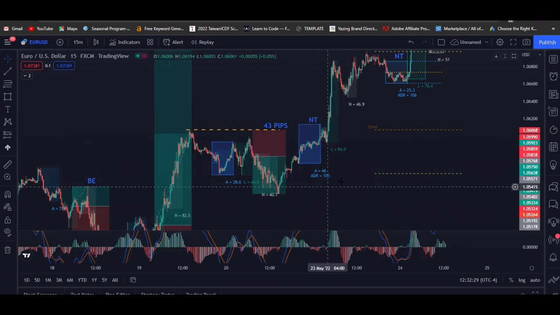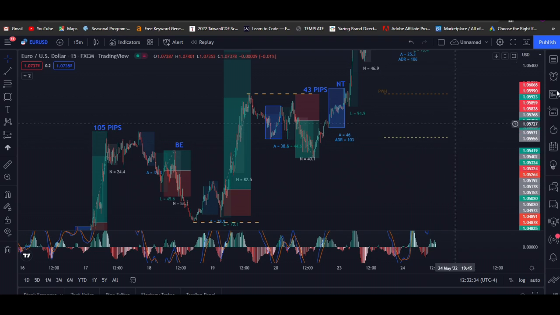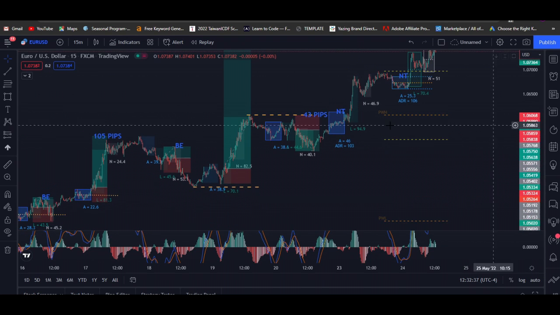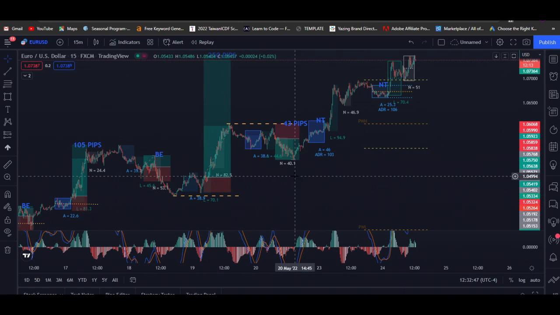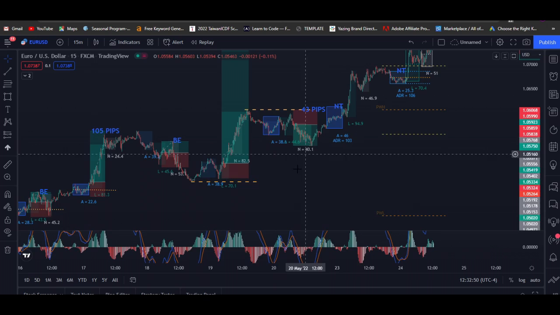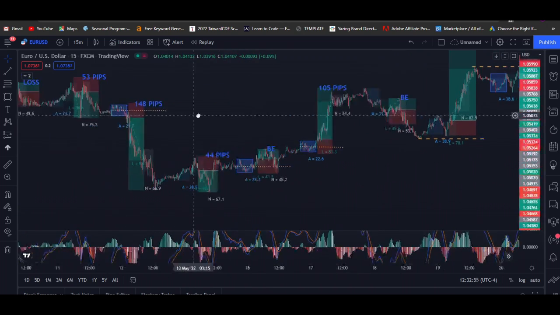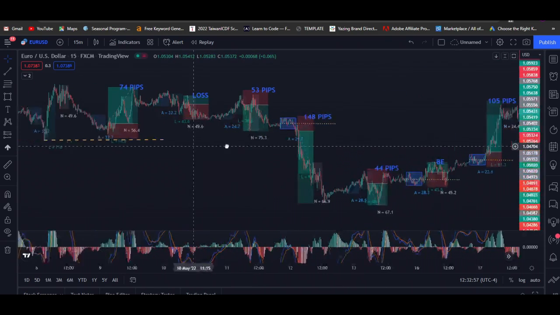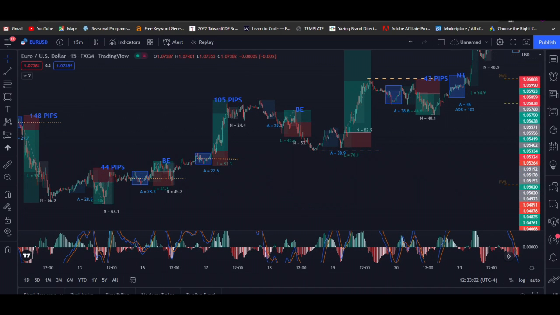Now let's calculate our win rate. To calculate our win rate, we only count the wins, the losses, and the break evens. We do not count the no trades because no trades occur. So let's see how many trades we got. We got 1, 2, 3, 4, 5, 6, 7, 8, 9, 10. So we got 10 trades total. Let's bring out the calculator.